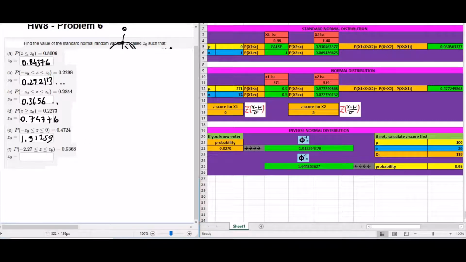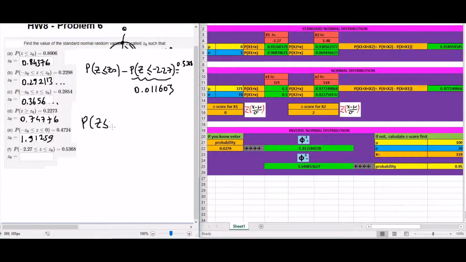Part E is asking for this probability. So this probability by definition is equal to the probability that Z is less than or equal to z0 minus the probability that Z is less than or equal to negative 2.27, which is equal to the given probability, 0.5368. For negative 2.27, we go here, type negative 2.27, and the area under negative 2.27 is 0.011603. Now we can add this value on both sides. So the probability that Z is less than or equal to z0 is equal to the sum of these two values, which is 0.55283.